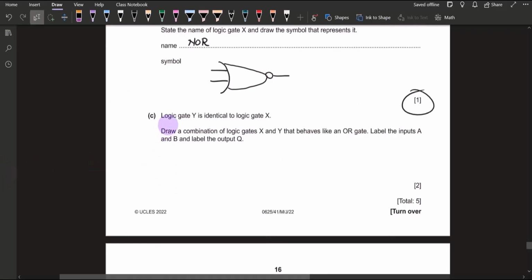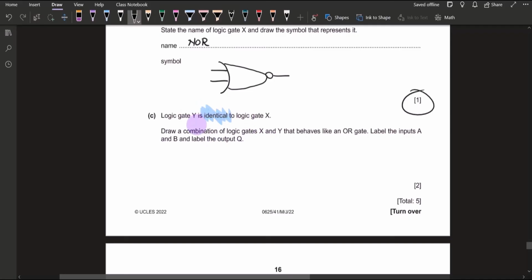Part C says logic gate Y is identical to logic gate X. So these both are identical. Draw a combination of logic gates X and Y that behaves like an OR gate. Label the input A and B and label the output as Q. So they're saying that both of these are identical. So we have to combine them together.